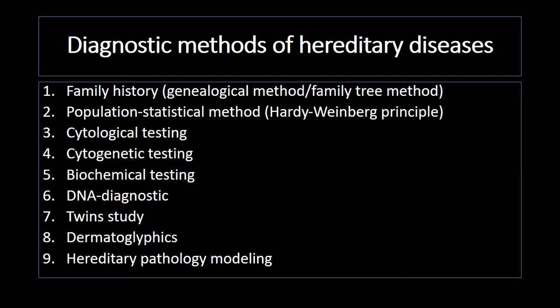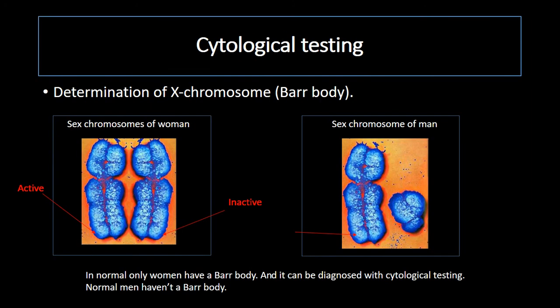About family history or genealogical methods and population statistical methods on the basis of the Hardy-Weinberg principle, you will talk some more and in detail on your practical lessons. We start from the cytological testing. So cytological testing, what is it?